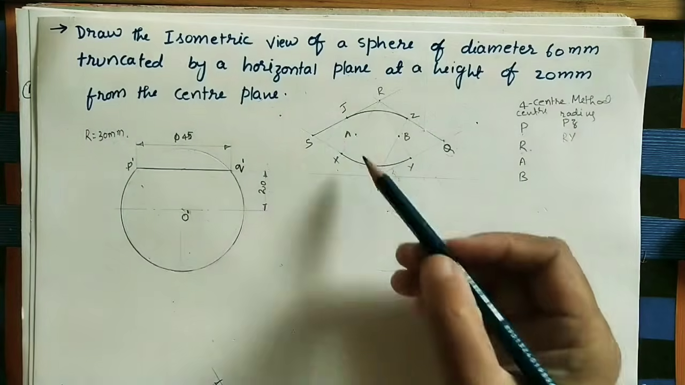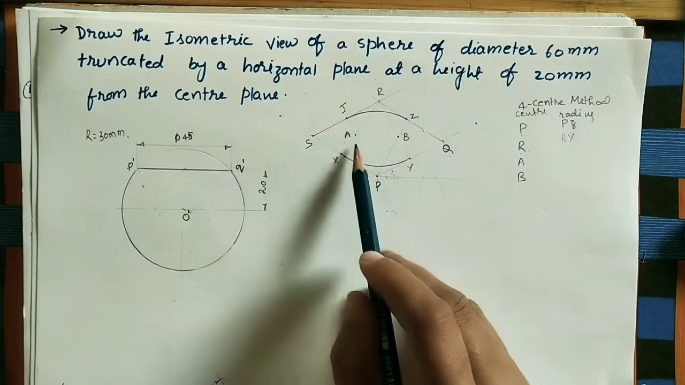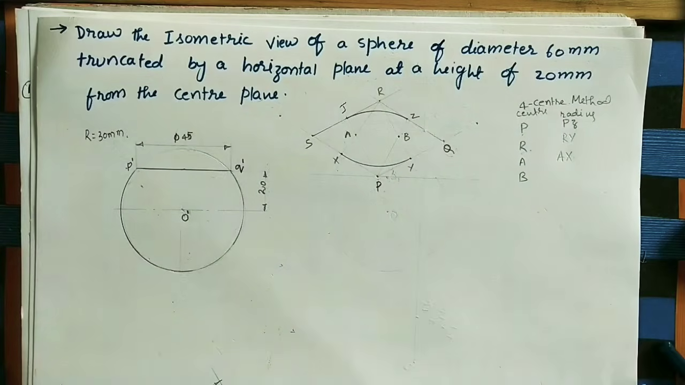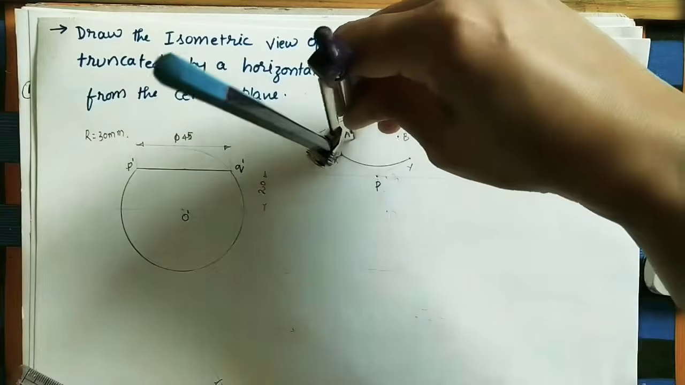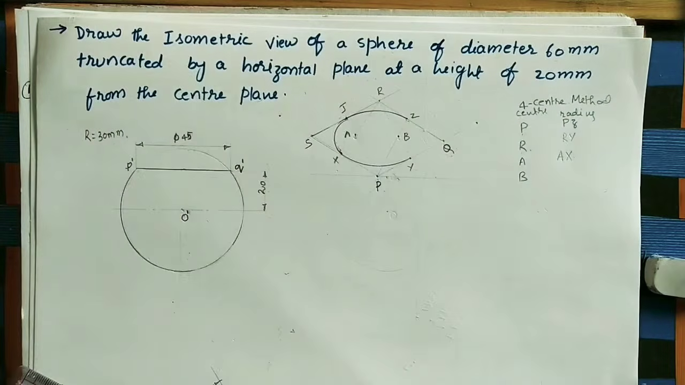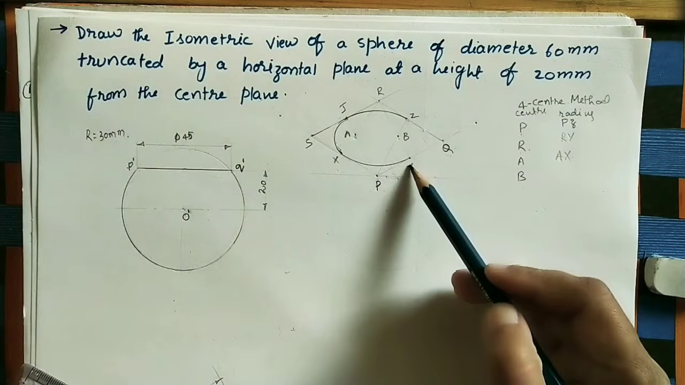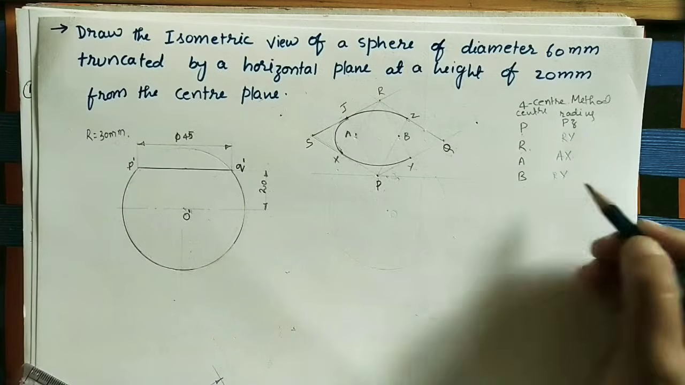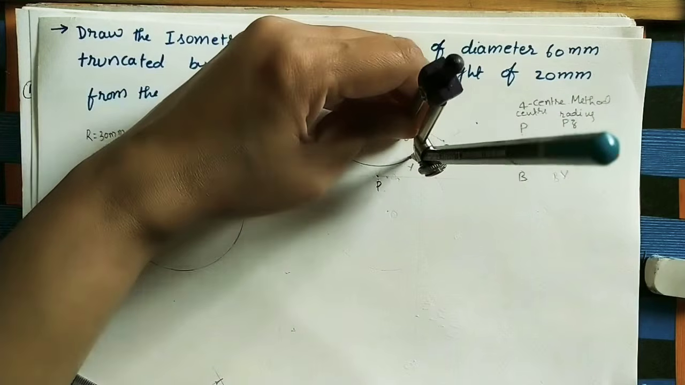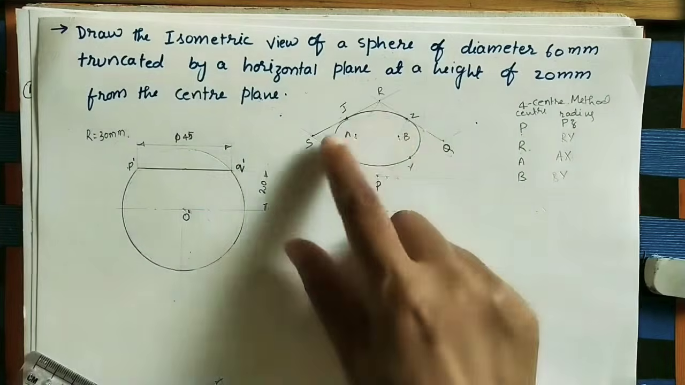After that, here we got one arc, here we got one arc. Next center is A. AX or AJ is the radius. Take AX as radius, A as center, do an arc. And the next center is B, BZ or BY is the radius. B as center, BY as radius, do an arc. So here we got an ellipse.